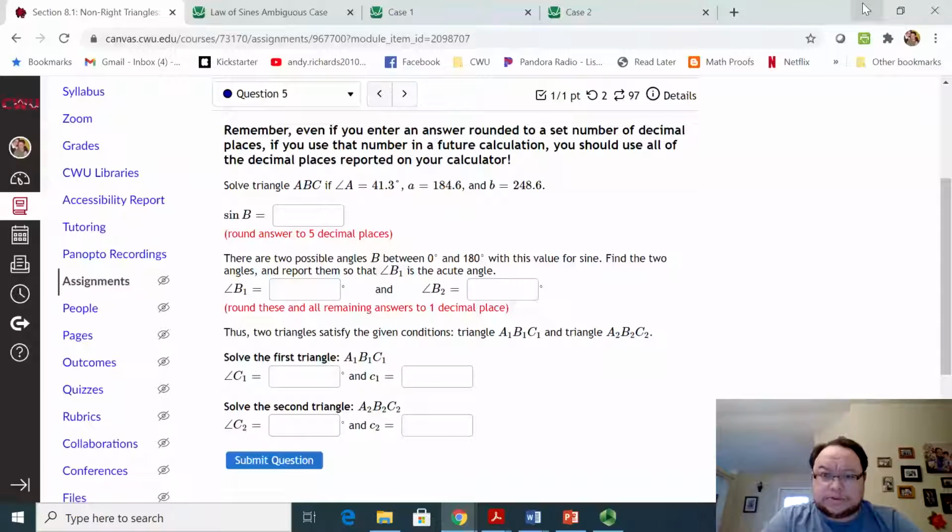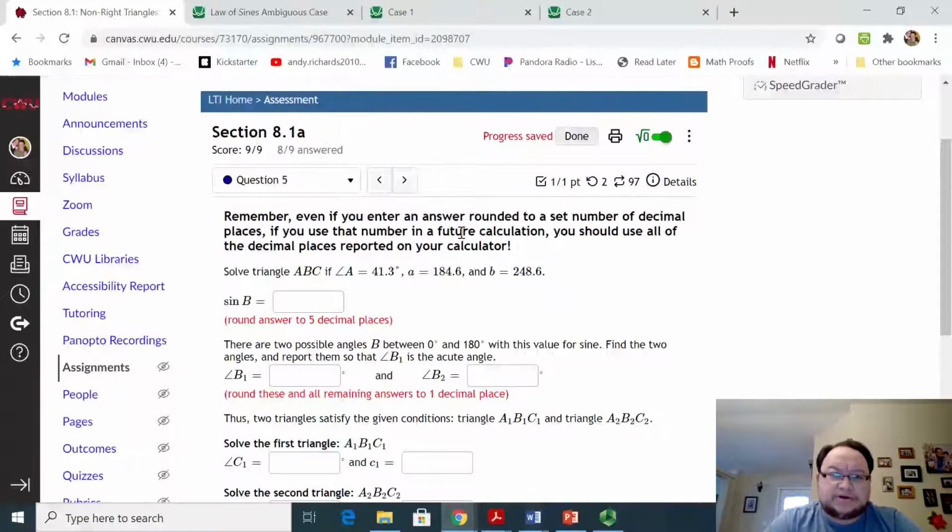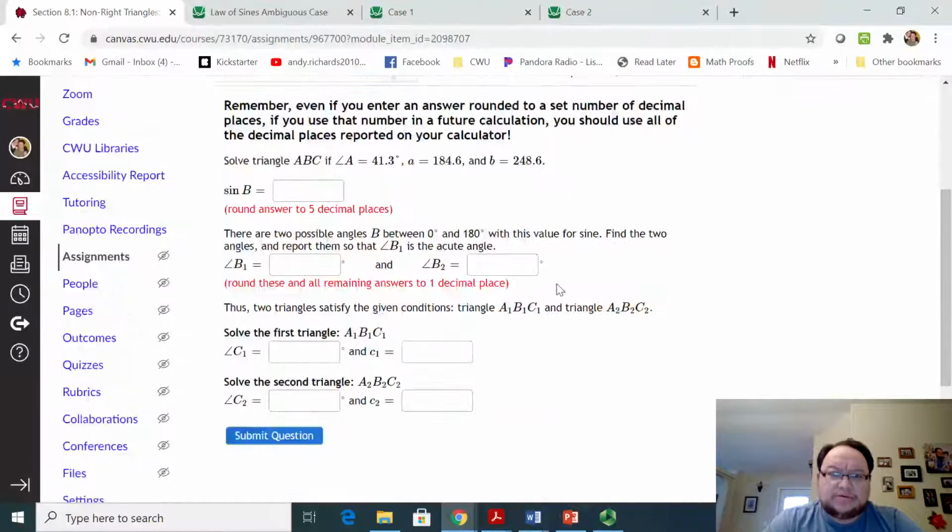Morning, everyone. So I had a question about section 8.1a, question 5, where you have this triangle ABC, where angle A is 41.3 degrees, and then the side opposite it is 184.6, called little a here. And we know what another one of the sides is, 248.6.